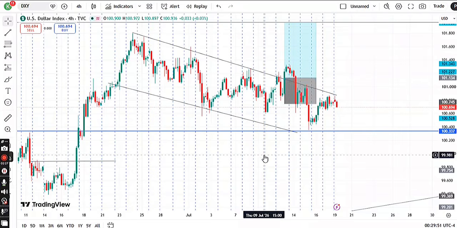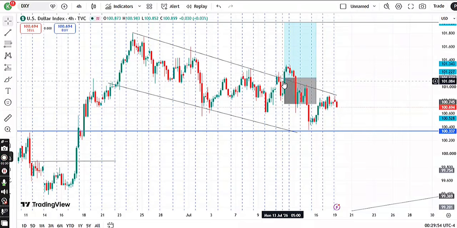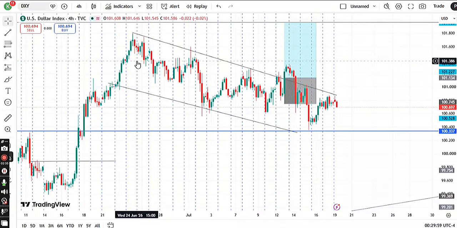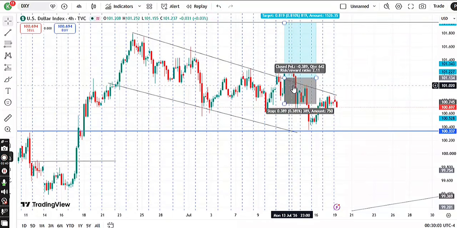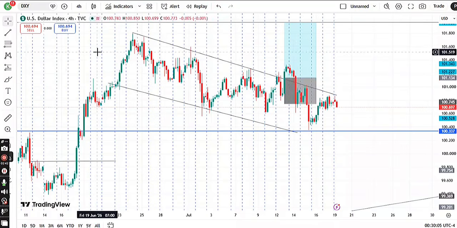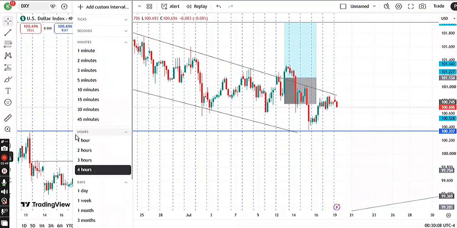Now I will go down to the hourly time frame to show you that many traders would have entered this, not only aggressive traders, but even those that would wait for a retracement, a retest of this trend line. Let's get down to the hourly time frame and I'll show you something.